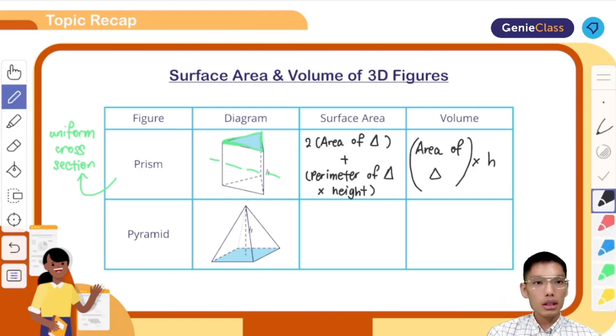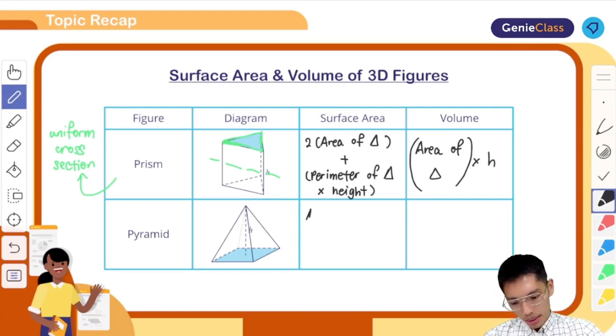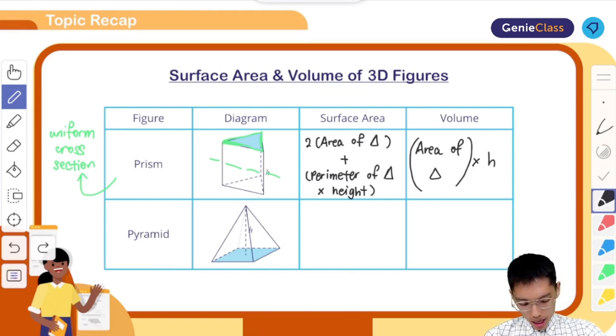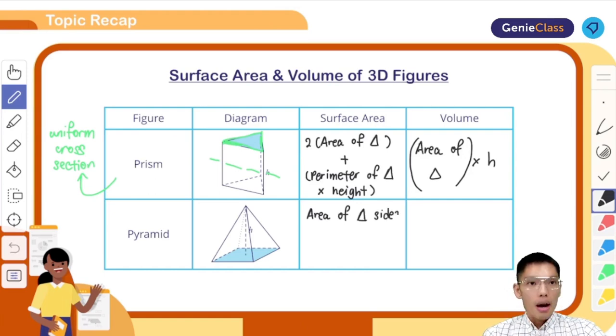Next one, pyramid over here. This one is none other than summing the curved sides depending on what the pyramid size is. So it's going to be area of the triangle sides plus, in this case, depending on what base you have.